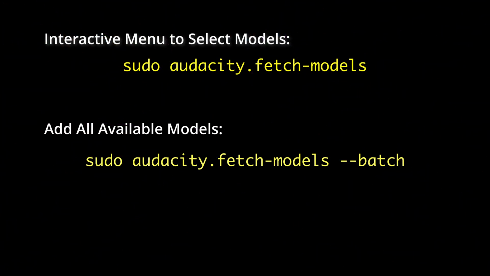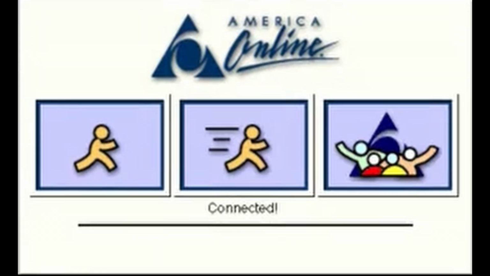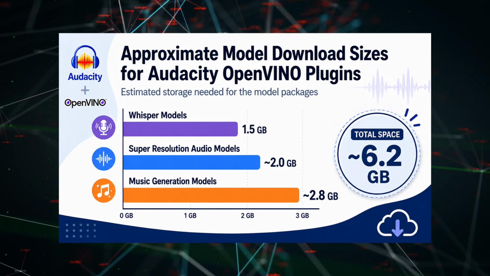That command is sudo audacity.fetch-models. These downloads will take a while. Have some patience. This took about 45 minutes for me on a mid-internet connection in the United States. In all, the models are about 6.2 gigabytes altogether.